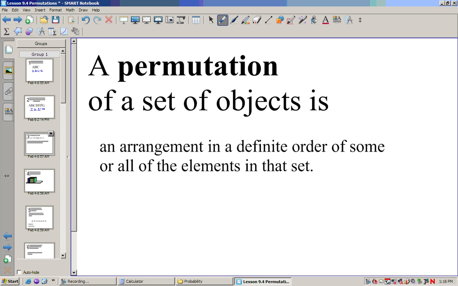Now this is a permutation. A permutation of a set of objects is an arrangement in a definite order of some or all of the elements in that set.